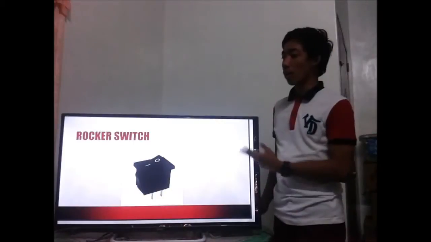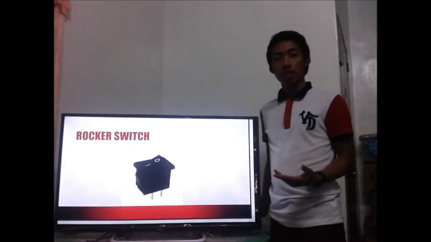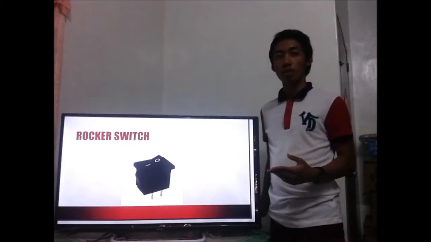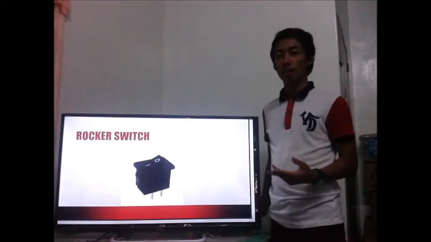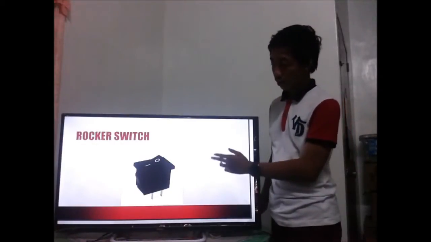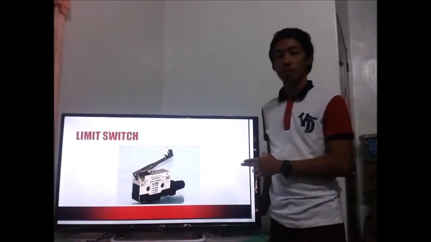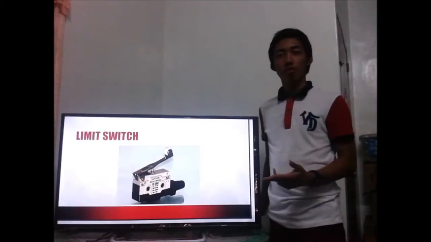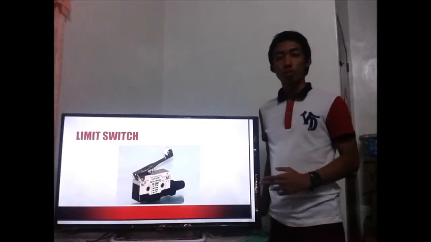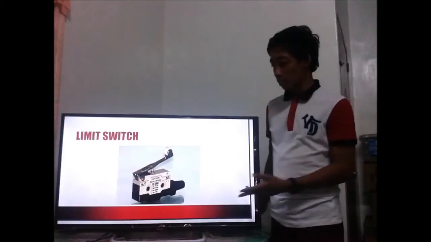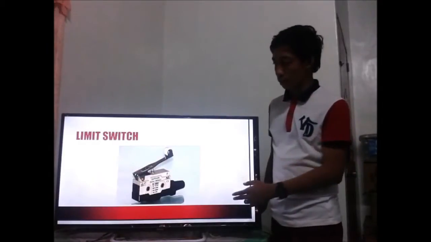Next is the rocker switch. Rocker switch is similar to toggle switch but operated by a rocker. This is the rocker switch. Next is the limit switch. Limit switch is configured to detect when a system element has moved to a certain position. This is the example of limit switch.